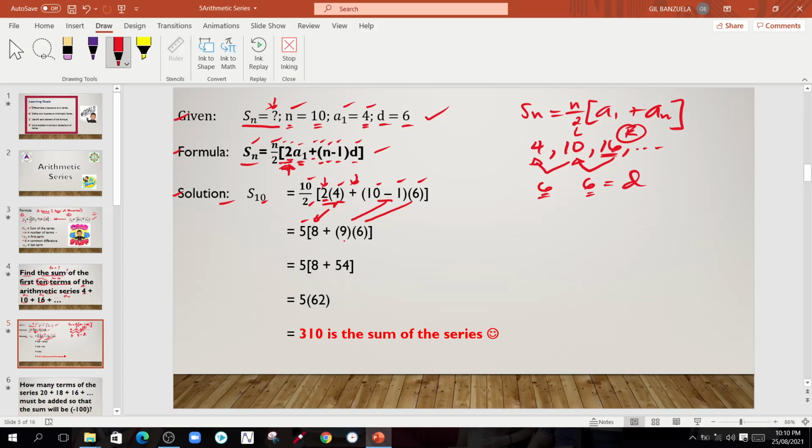Okay, then let's simplify. So, what is 9 times 6? So, 9 times 6 is 54. Then, bringing down 8. So, 8 plus 54, that is 62. Alright. Then, 62 times 5, we will arrive at 310. So, therefore, the sum of the first 10 terms of the series, whose first term is 4, second term is 10, and third term is 16, is 310.